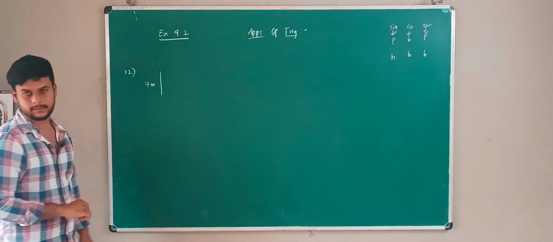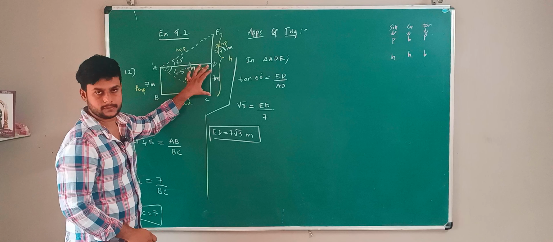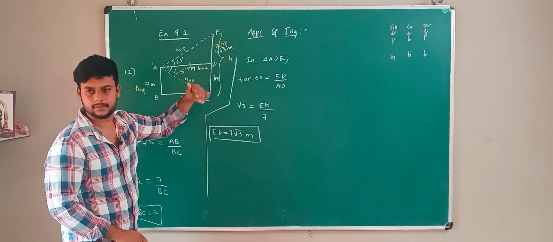How much is tan 60? Root 3 is equal to, how much is AD? That only I am finding. AD as it is. Whole divided by AD. AD is 7. So ED is equal to 7 root 3 meters. Easy? Easy. Now I understood ED also, I have DC also. So if I add, my work is over.